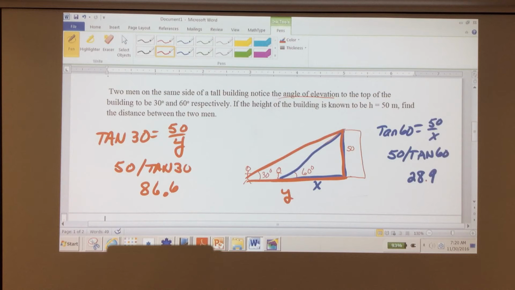So we just take those two and subtract them. 86.6 minus the other answer of 28.9. Again, I'm not going to use my rounded answers. I'm using the original answers on the calculator. 57.7 will be the distance between the two men, and that is meters.